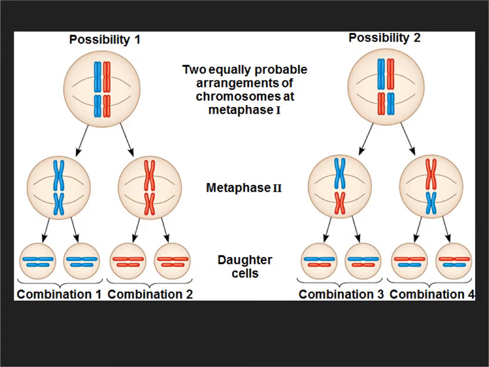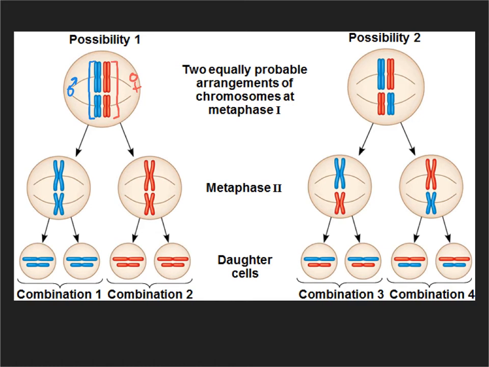So here's an easy little example of how independent assortment would happen in meiosis. With this, we only have two chromosomes. These would be the paternal, the dads, which we said are in blue, and these would be the maternal. And in this case, all the moms happen to be on one side and all the dads are on the other.